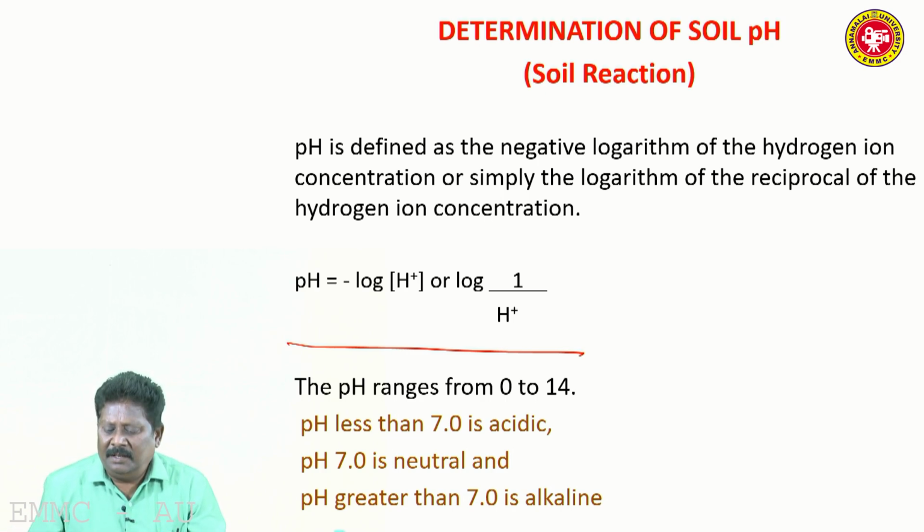pH of the soil usually varies from 0 to 14. pH varies from 0 to 14. Less than 7 is acidic, 7 is neutral, and greater than 7 is alkaline.